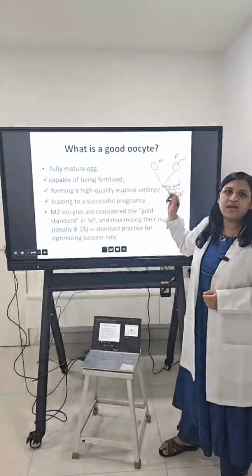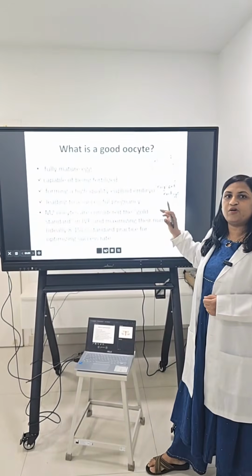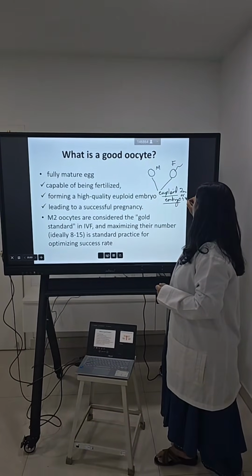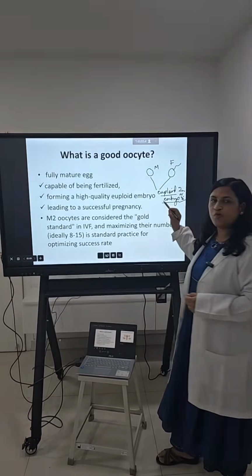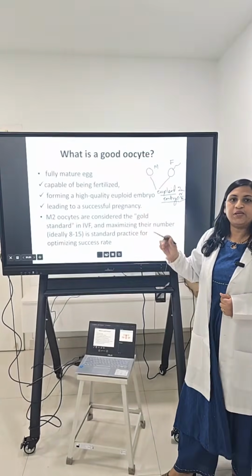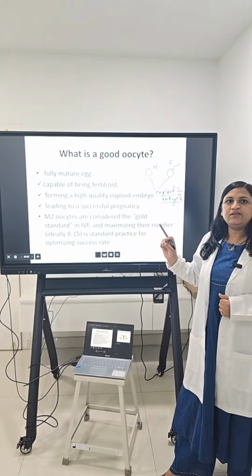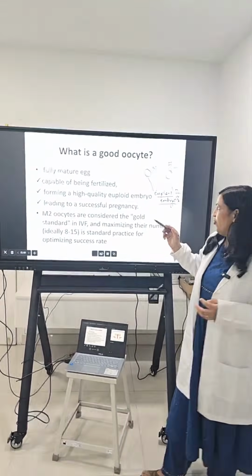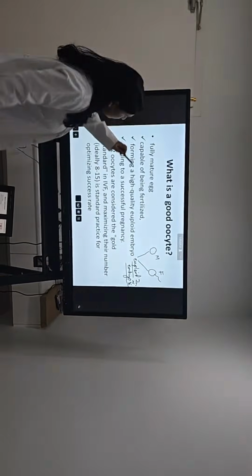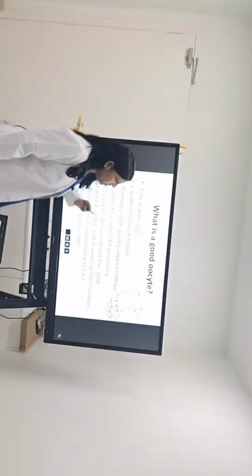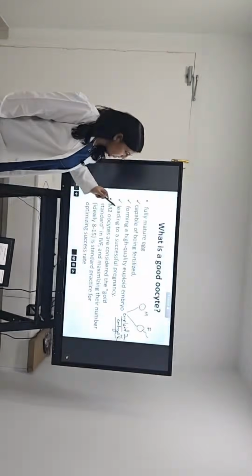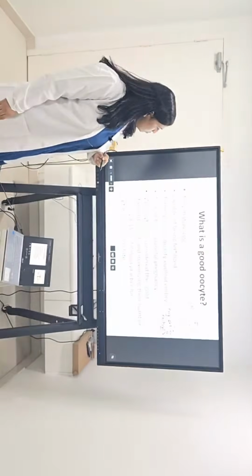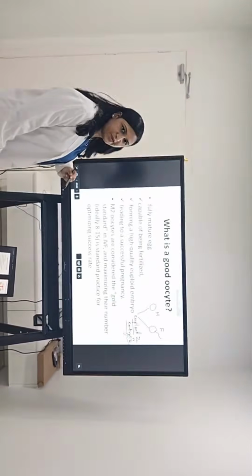Euploid means a chromosomally normal number of chromosomes, that is 2n or 46 chromosomes. This euploid embryo must have minimal miscarriage rate and good implantation rate. Then it will be called a healthy embryo. So, this egg coming from the mother should be a fully mature egg capable of being fertilized, forming a high quality euploid embryo and leading to a successful pregnancy.